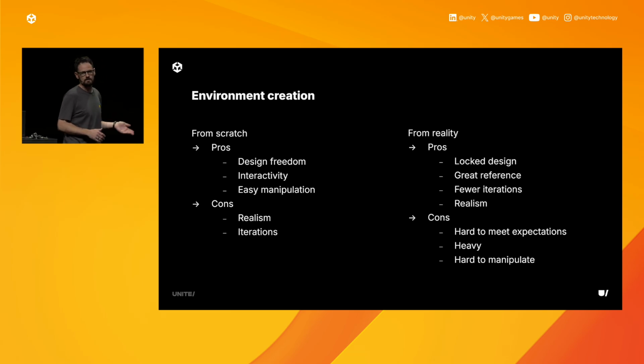But something good is interactivity. Again, you're working with volumes, with voxels. It's very easy to manipulate. And it's very easy to work between, in this case, Houdini and Unity. Some of the cons is that it's very hard to make something from scratch that looks realistic. And again, talking about not only photorealism, but something that is built in a realistic way, meaning that you end up with a lot of iterations, right?